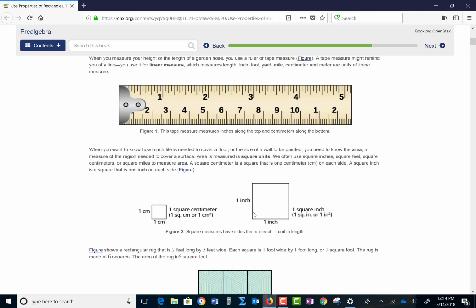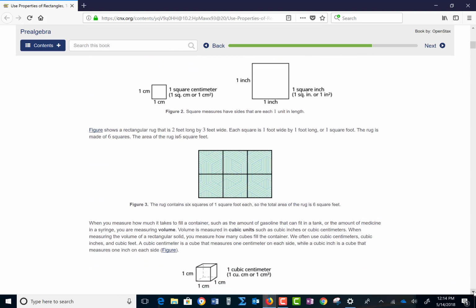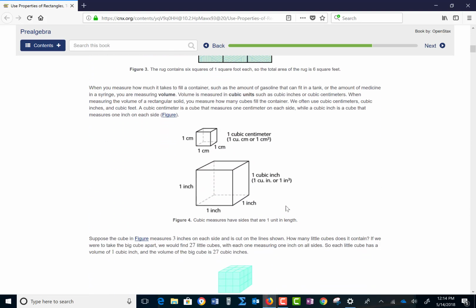If I'm measuring something in area, see the little abbreviation on here? It would be in square inches, and the little 2 on the inch just means square inches. It doesn't mean square the number. If I'm doing volume, notice there's a little 3 there, and that stands for cubic inches or whatever units that you're looking for. So that's the kind of thing that we're looking at here.